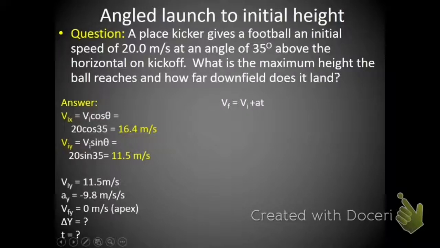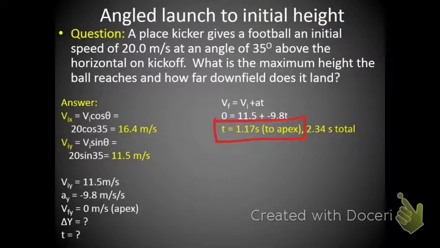So for the maximum height, first we're actually going to solve for the time. We're going to use this equation, Vf equals Vi plus At. We take our initial velocity in the y, our acceleration, and that'll tell us how long the ball is in the air. The time that you get from this is the time to the apex. If you want to know the total time, and again this works because we are returning to our initial height, it's going to simply be double that. So we just take the time that we find, multiply it by 2, and that gives us the total time.